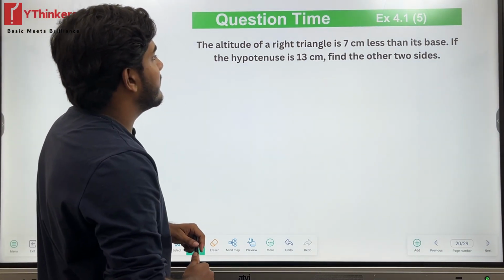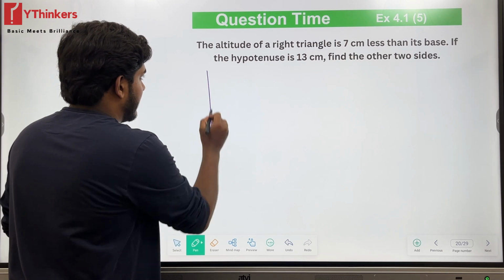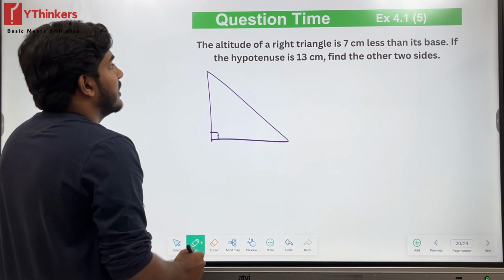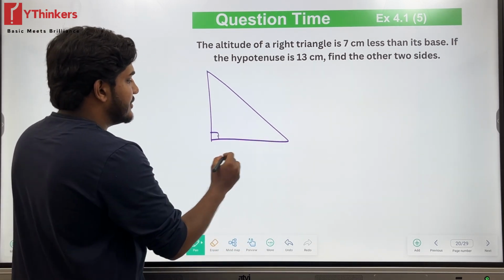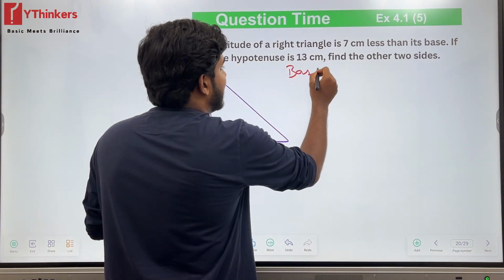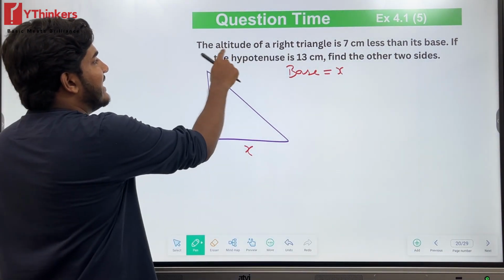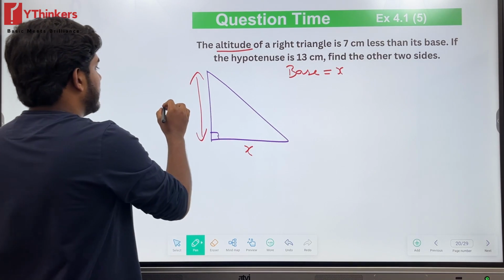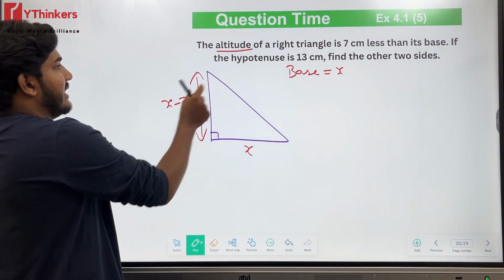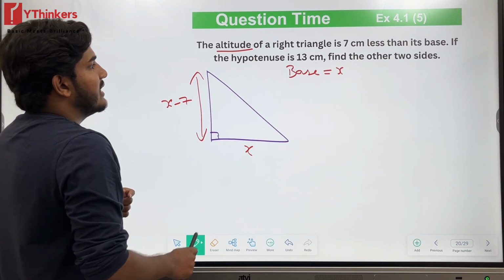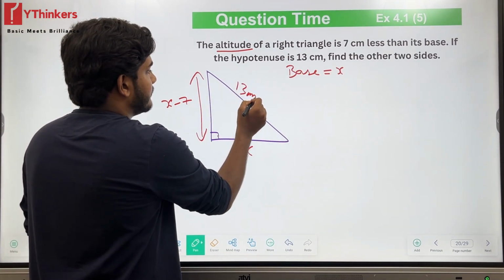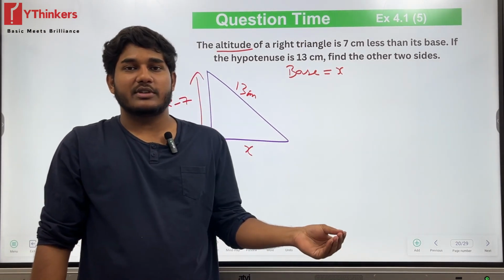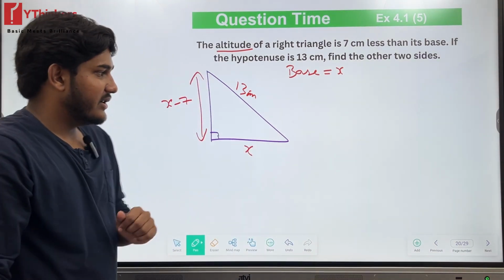The altitude of a right-angled triangle is 7 centimeter less than its base. First, let me draw a perfect triangle. I don't know whether it's perfect or not. This is the base, right? So I'll assume the base to be x. Let base equal x. The altitude, this is the altitude, is 7 centimeter less than the base. So can I write x minus 7? Because the altitude is 7 centimeter less than the base. If the hypotenuse is 13 centimeter, find the other two sides. No problem, I can easily convert it to a quadratic equation using Pythagoras theorem. What does Pythagoras theorem say?